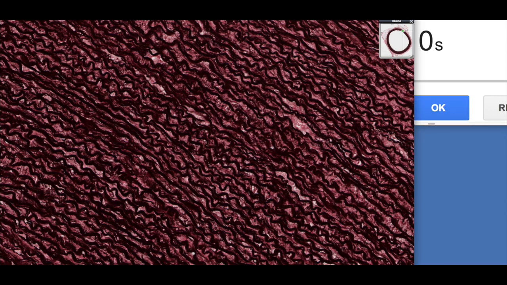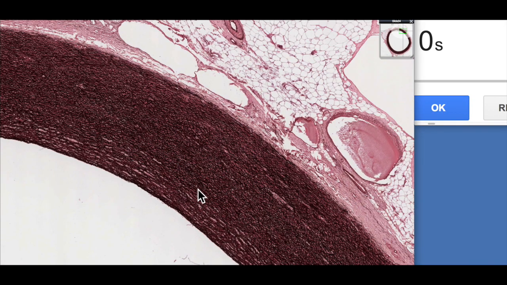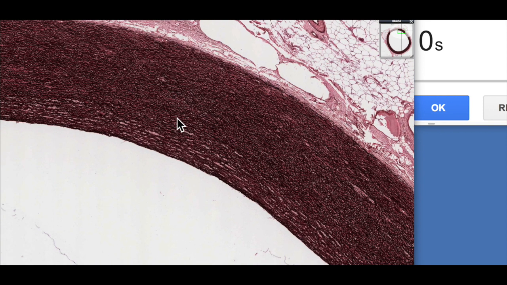Anyway, so that's the timer. Hopefully you got a bit of an overview about the structure of elastic arteries, and in particular the aorta, and hopefully you found that useful.